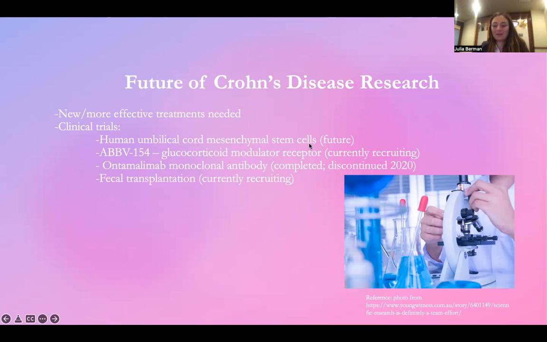And this is a future trial. It's not started yet, but in the future, it will begin to help research the effect of stem cells on Crohn's.